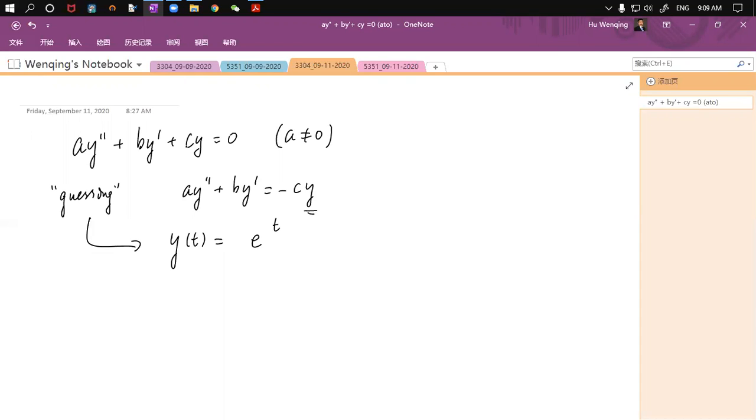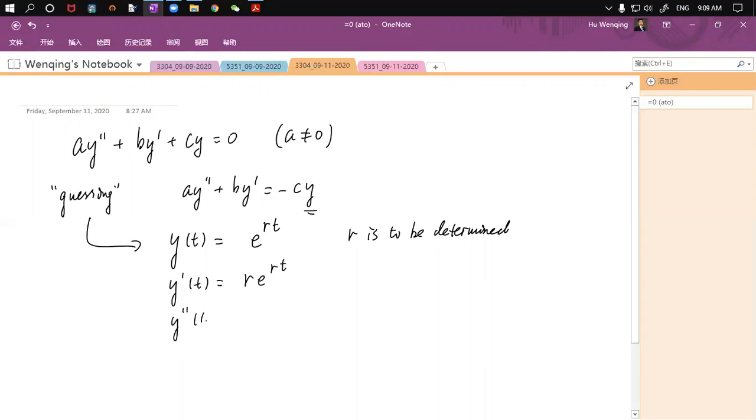So we're going to try a function that takes the form e power of rt, right? Where r is to be determined. r is the parameter that you would like to determine. Now, how do we determine r? Well, you can just take derivatives. y prime of t is equal to r times e power of rt, and y double prime of t is equal to r square e power of rt. This is just by basic calculus rule.